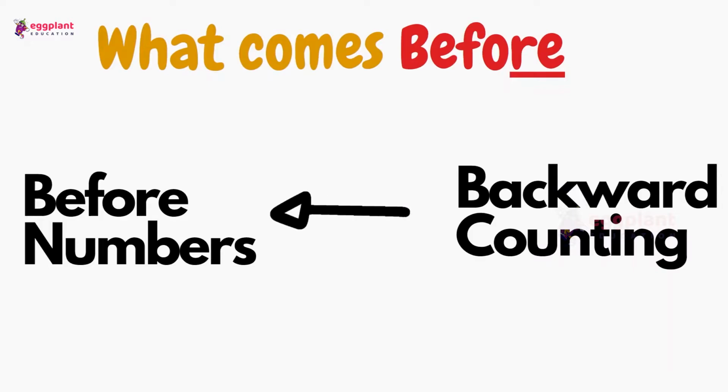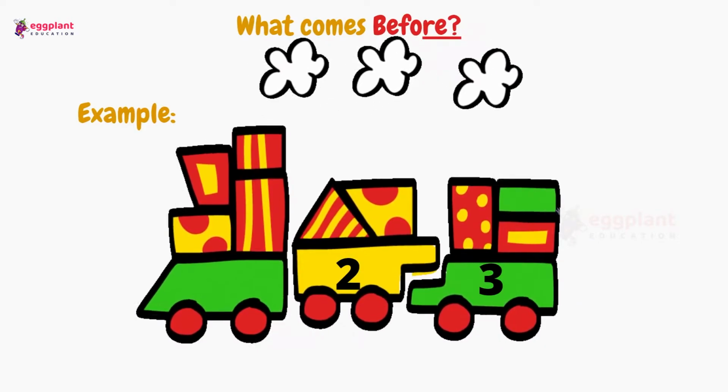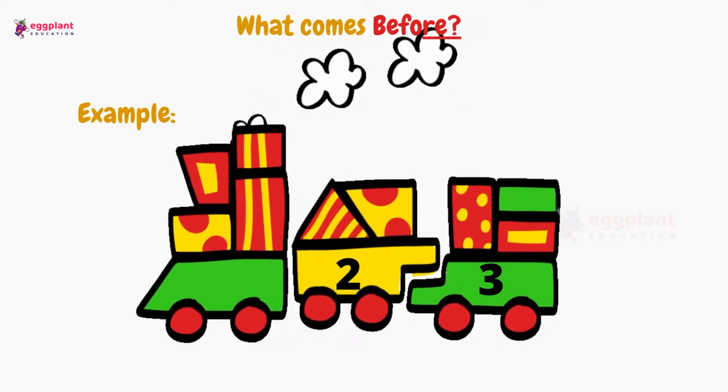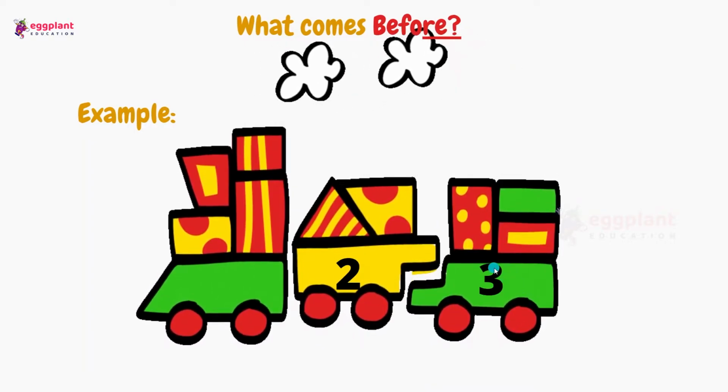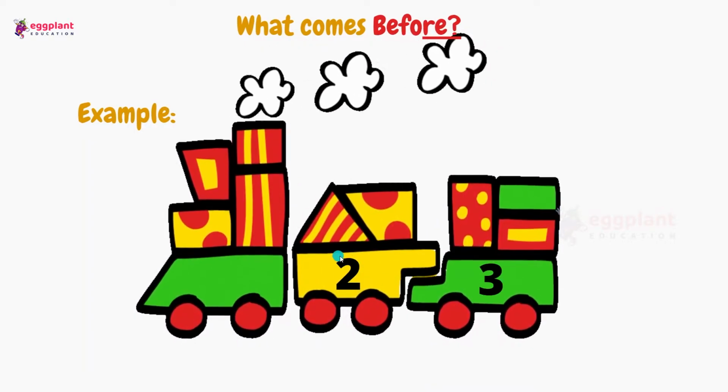Now we'll see about before. What comes before? The before number means it is a backward counting from a given number, or one number lesser than the given number, or the previous number. We'll see some examples. The same choo-choo train example. Look at this. There is number 3 here and there is number 2.